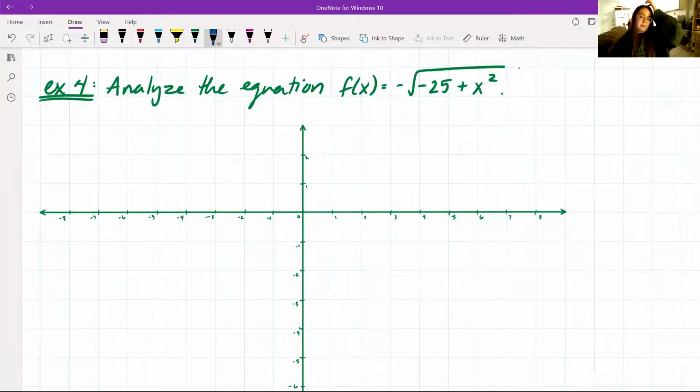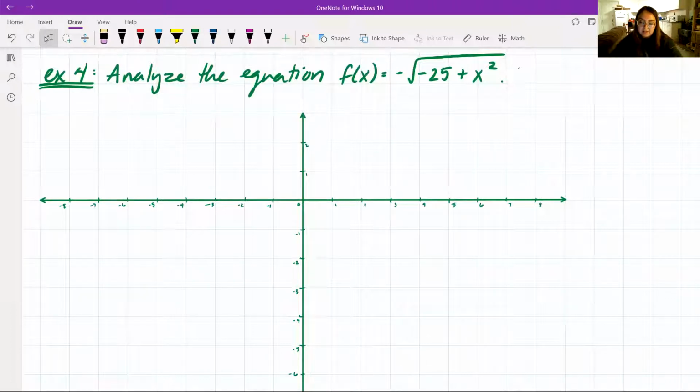Our last example here, we want to analyze the equation f of x is equal to negative square root of -25 plus x squared. So the format of this problem definitely looks pretty weird, but we're going to break it down.